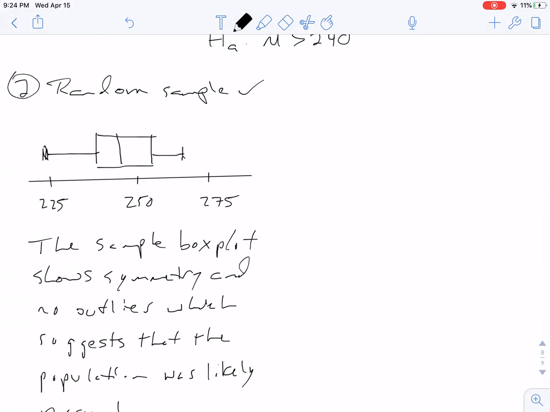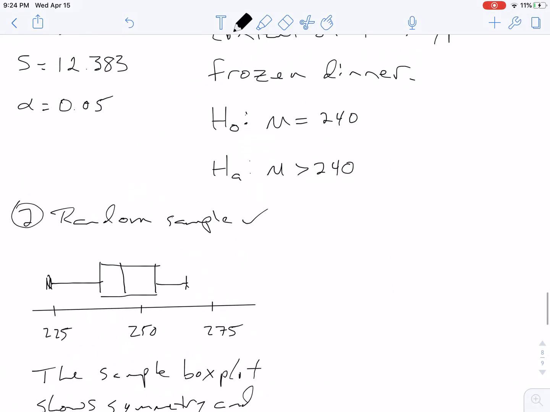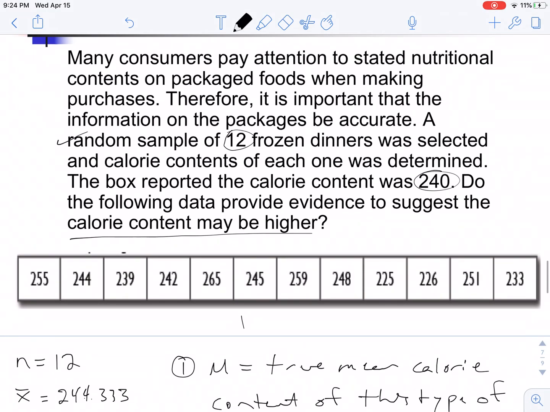Okay, so that meets my second condition here. Third condition is that I need independence. So I'm looking to see whether my sample was no more than 10% of my population. So this is going to be clearly true. I only sampled 12 frozen dinners. So if the population were 10 times larger than that, that would be 120 frozen dinners. You're certainly going to have way more than that when we're talking about food production here.